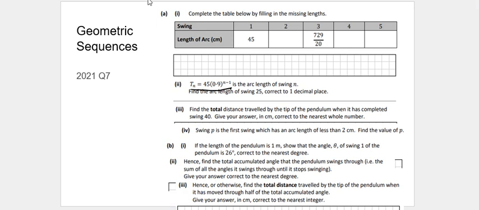Now the third part here, it's asking you to find the total distance. So when you see something like that, the word total is highlighted. That's going to be a hint to use the sum formula. So the sum for a geometric sequence is a times 1 minus r to the power of n over 1 minus r. It's that one. So it's in your log table. You just look for the sum of a geometric sequence.